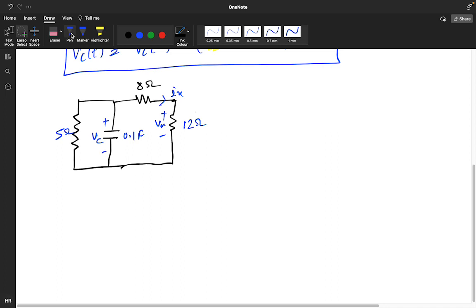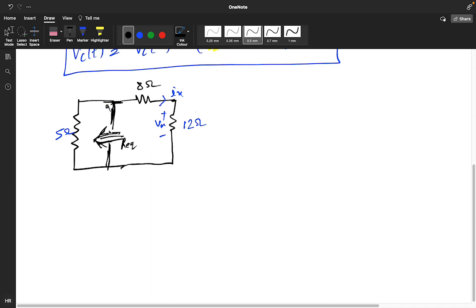So for finding the R equivalent, what will you do? You have to see from this point, the two terminals where the capacitor is connected. In the case of a capacitor, you need to see the R equivalent from your capacitor terminal. So we have to see R equivalent from this point.